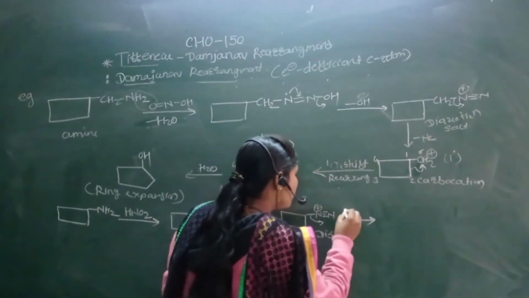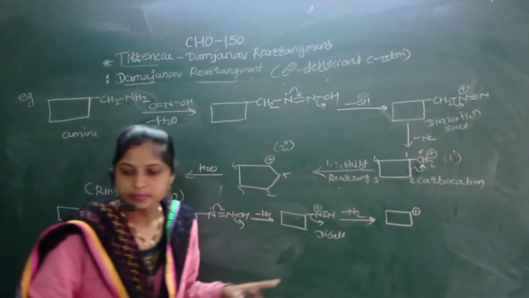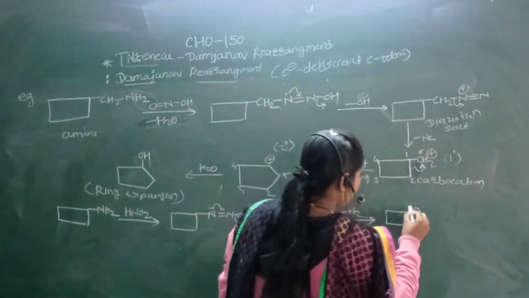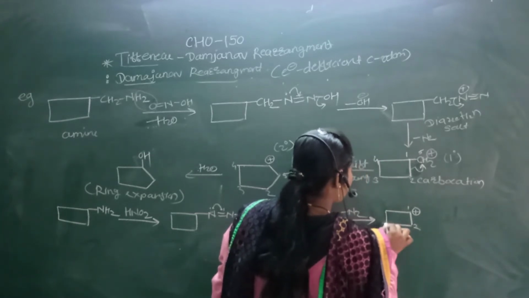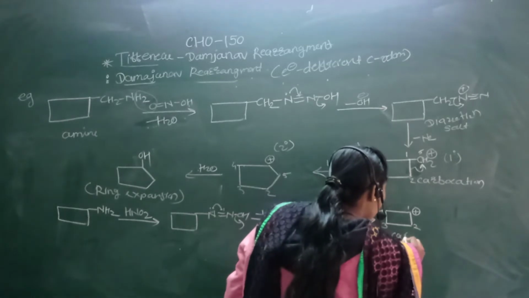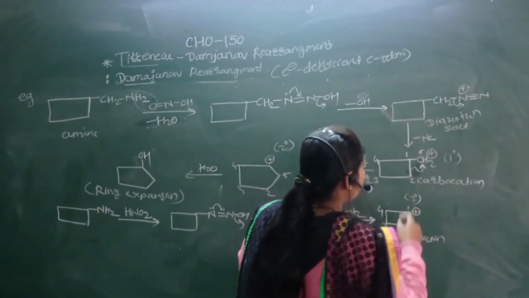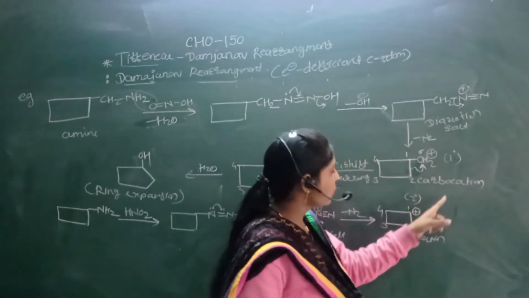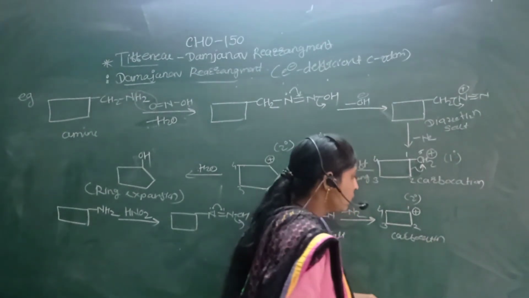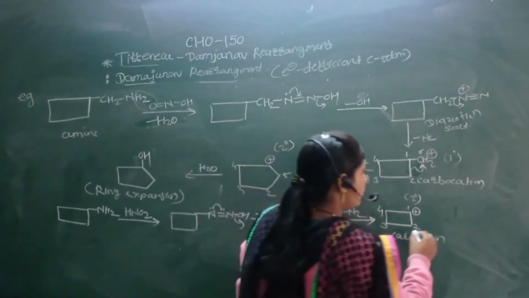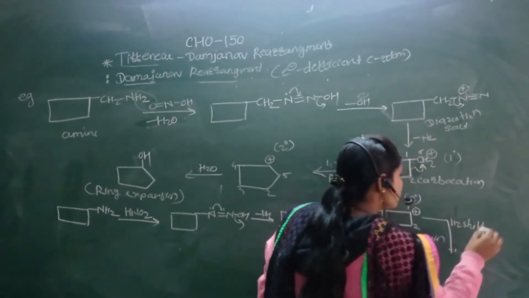So this N2 can easily depart, forming the carbocation at this center. We number here 1, 2, 3, and 4. Here is the formation of the carbocation, first the secondary carbocation, and like this way the primary carbocation. In the next step, the migration takes place, a 1,2 shift, and here the rearrangement takes place.